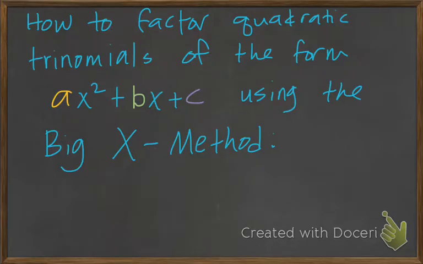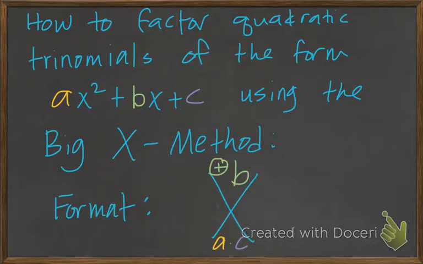How to factor quadratic trinomials of the form ax squared plus bx plus c using the big X method. The format is we put the middle coefficient b at the top and we put the product of the two outer constants a and c on the bottom.